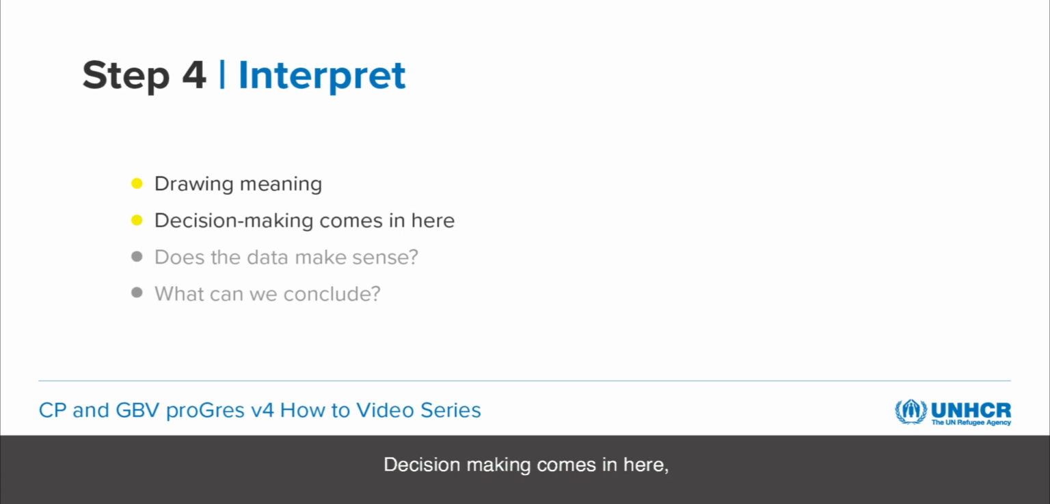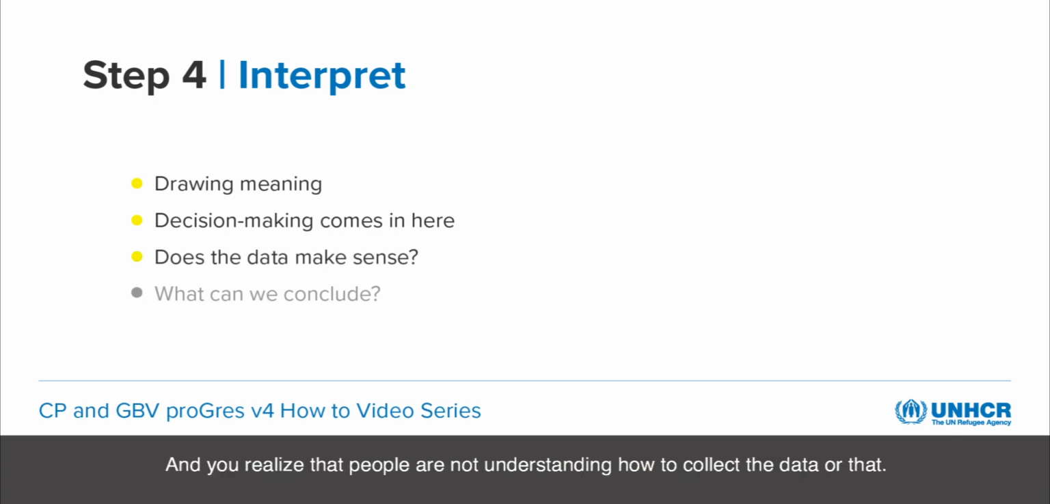Decision making comes in here, because this is where you really start to think about, does it make sense? This is also where, if you were to have bad data, it's possible that you're seeing something and you're like, does that make sense? It doesn't make sense at all. And you realize that people are not understanding how to collect the data. Obviously we don't want to assume that it's bad data, but you would go back and look to see, is there a reason why it's doing this when you know that this isn't correct?